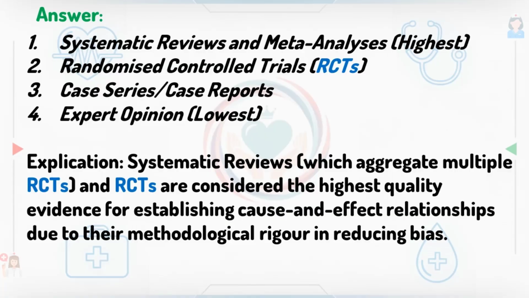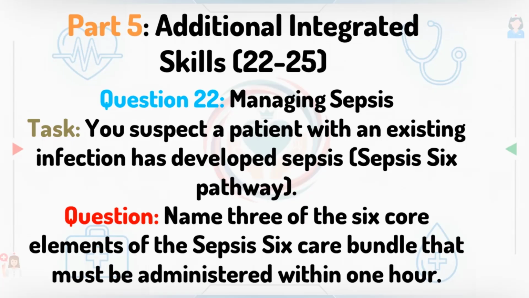Explication. Systematic reviews, which aggregate multiple RCTs, are considered the highest quality evidence for establishing cause and effect relationships due to their methodological rigor in reducing bias. Part 5. Additional integrated skills.